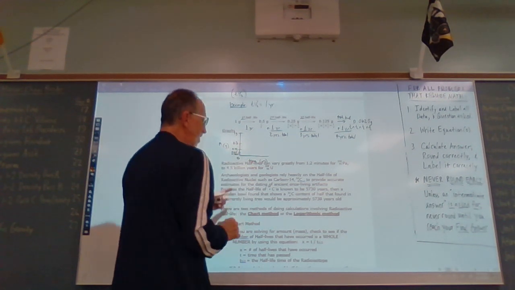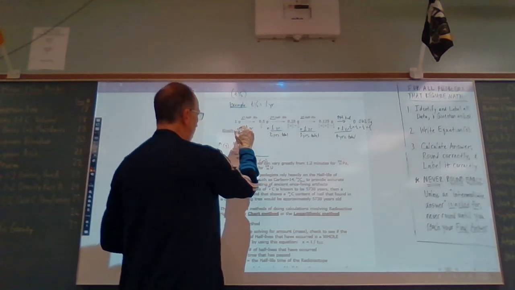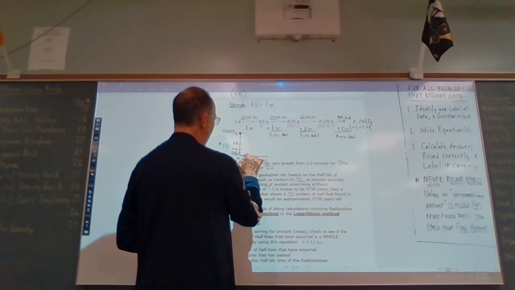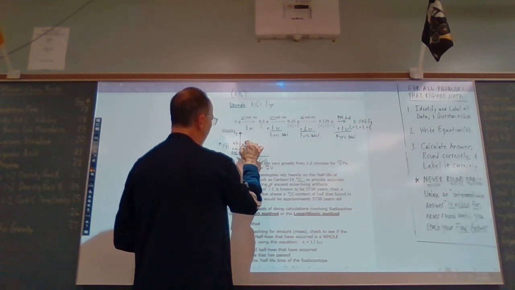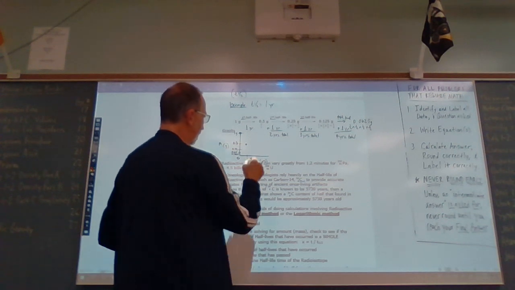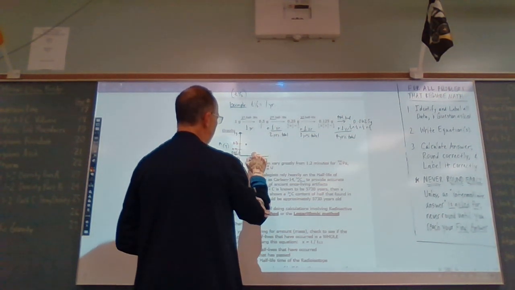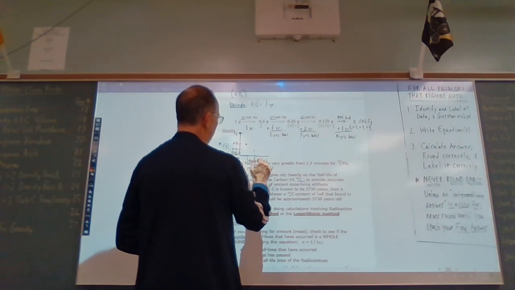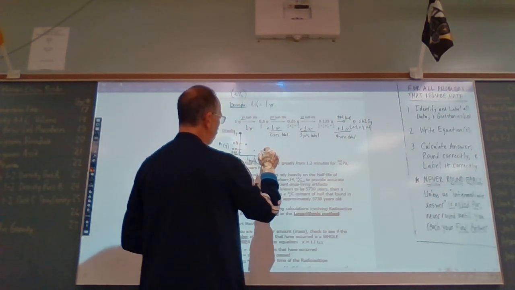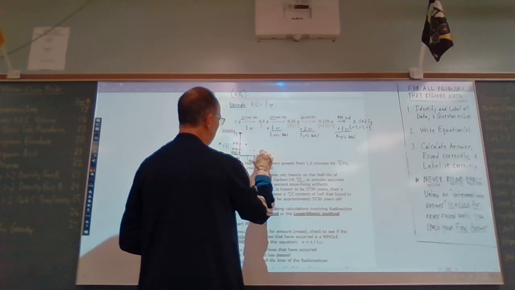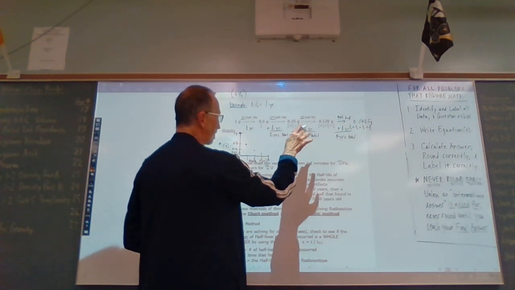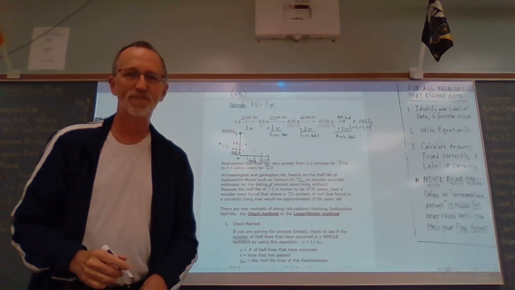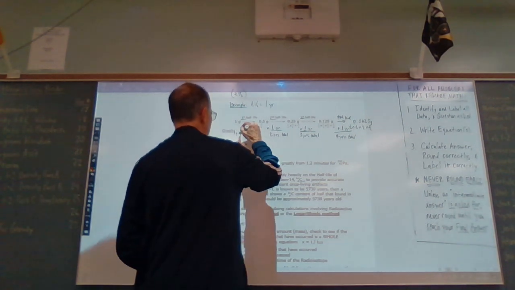So at time 0, we're starting with a gram. After 1 year has passed, we're down to a 1/2 gram. After a second year has passed, we're down to a 1/4 of a gram. After a third year has passed, we're down to 1/8 of a gram. And after a fourth year has passed, we're down to a 1/16. You see what we're graphing here? Look at this.